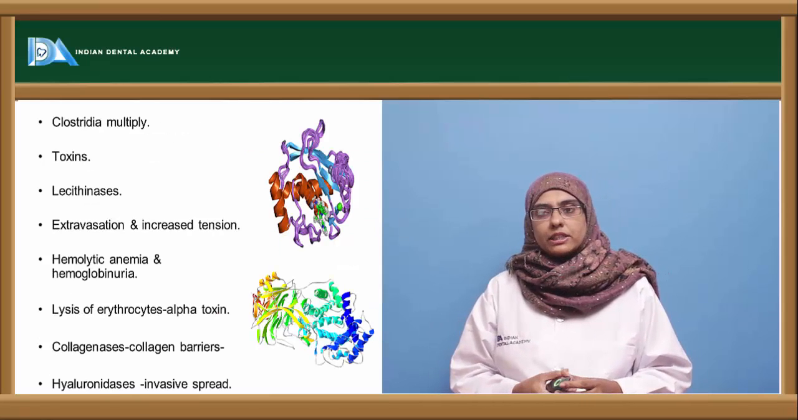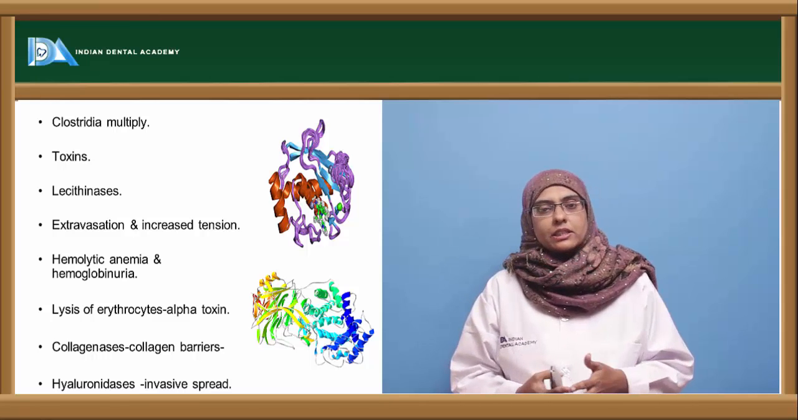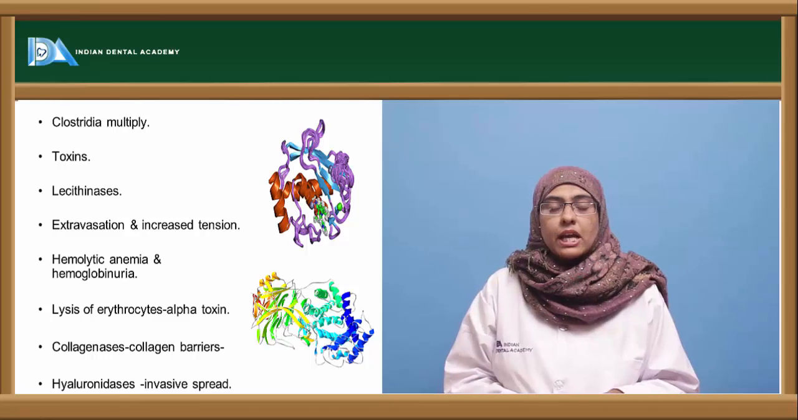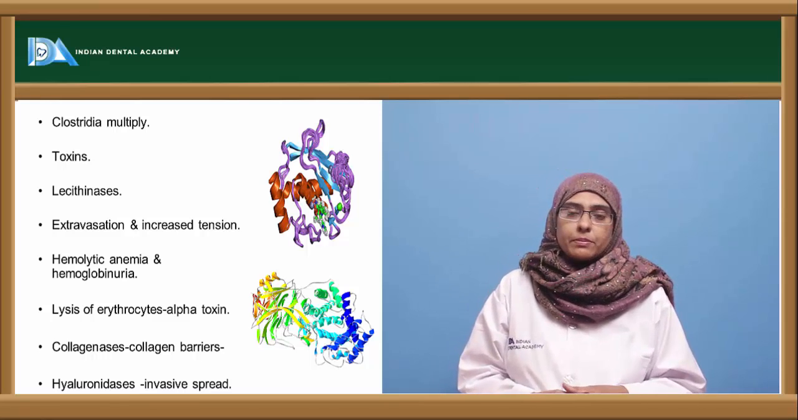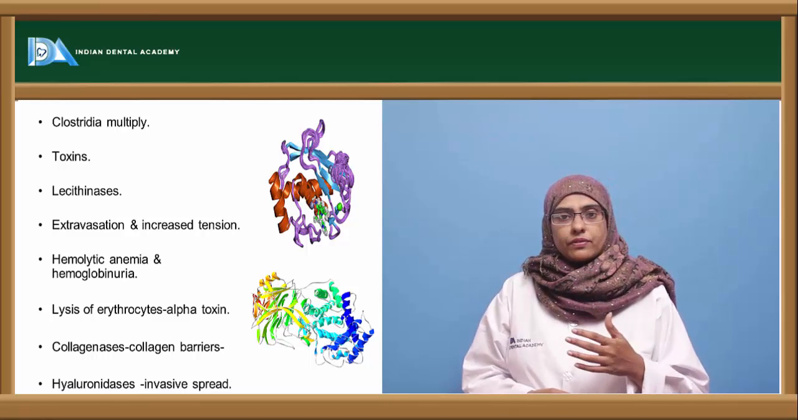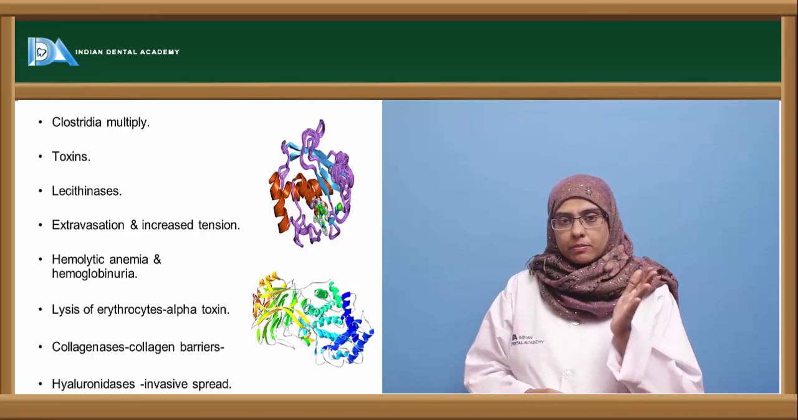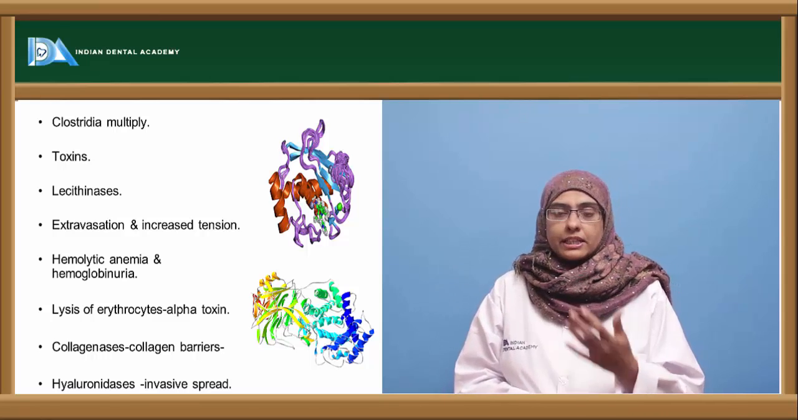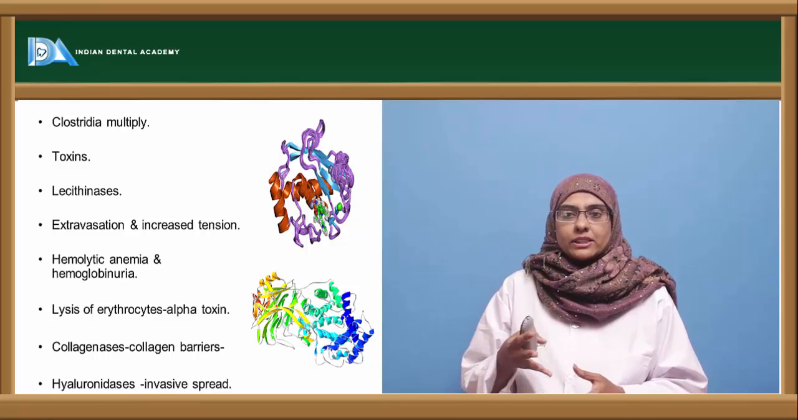And here when the Clostridium multiplies, the organism releases the toxin. As already discussed, the toxin is of alpha type, that is, lecithinase is usually produced. The lecithinase damages the cell membranes and increases the capillary permeability, because of which more pressure is applied on the capillaries and less blood is supplied to that particular area, and the extravasation and the increased tension in that area again make the condition anoxic in nature.